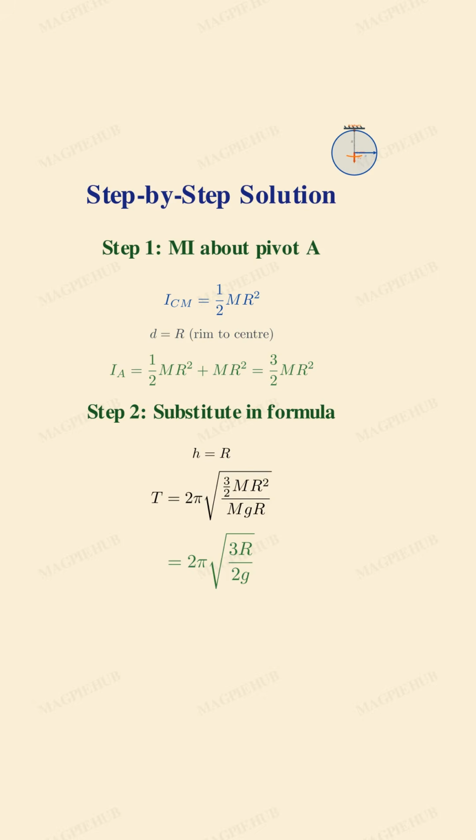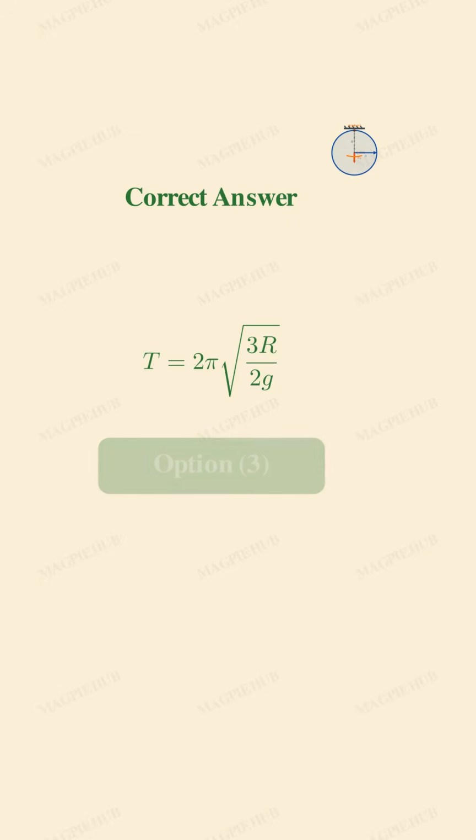Substituting into the time period formula, T equals 2 pi times root of 3mr squared over 2 divided by mgr. The mass m cancels, giving T equals 2 pi times root of 3r over 2g. The correct answer is option 3, T equals 2 pi root of 3r over 2g.